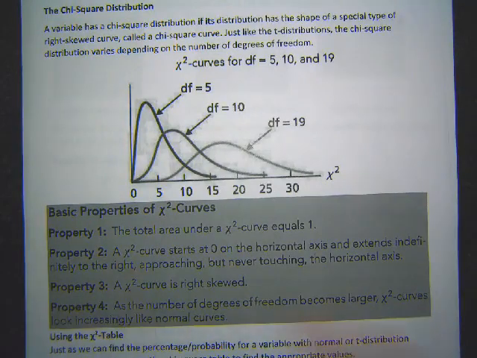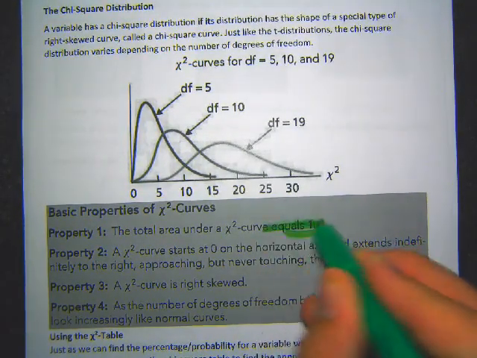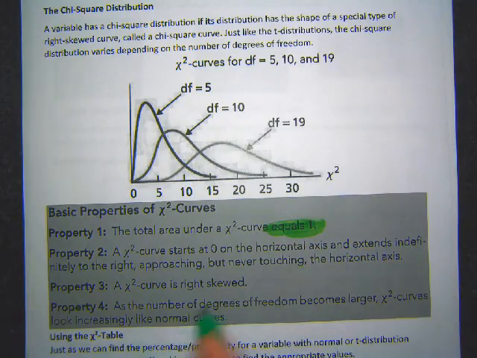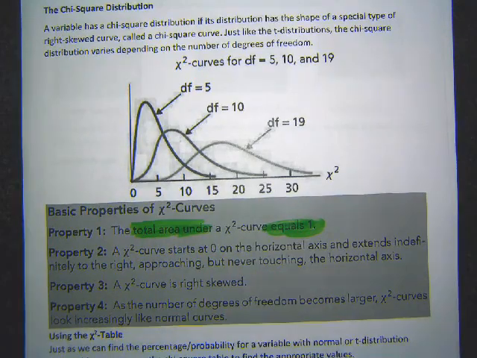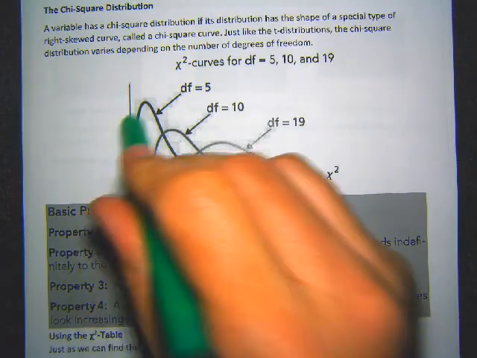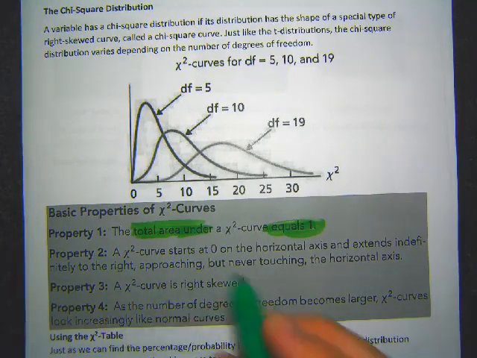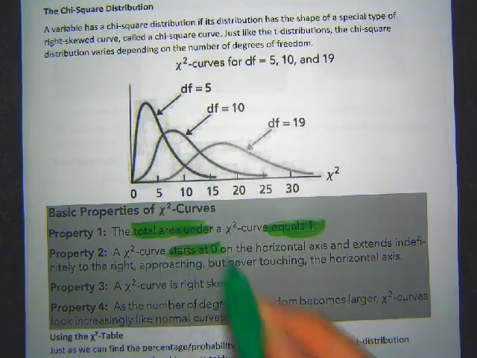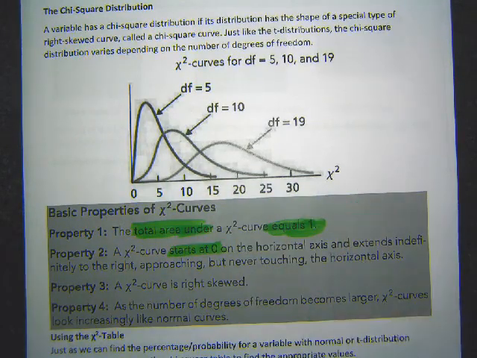First off, the total area on these is always going to be equal to 1, meaning that 100% of the values lie underneath the curve. So the total area, the percent or probability, is 100%. Whenever you draw a curve, underneath of it is going to be all the values. The chi-squared curve always starts at 0, so you can't get negatives for this. You only can get 0 or up. And then it goes on forever in the right direction.